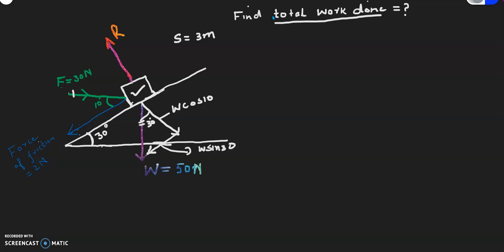Now we need to take into account this force and resolve it into its components. These are its components, and this component will be F sine of 10, and this component will be F cos of 10. Now these are the two components of the force. Now there is another force, which is the force of friction, acting downward or against the motion, and its value is given as 2 Newtons.